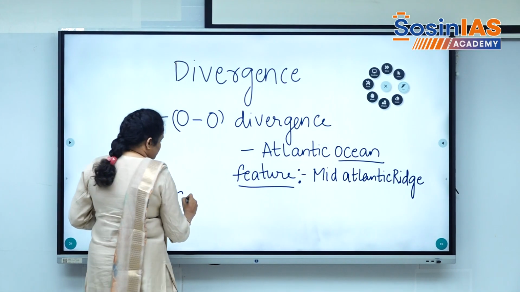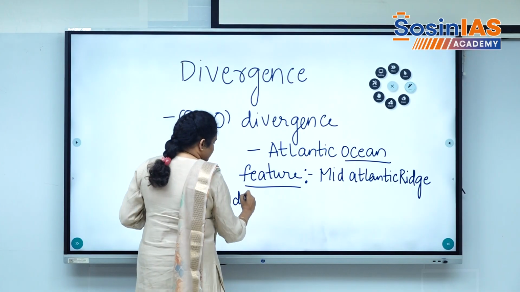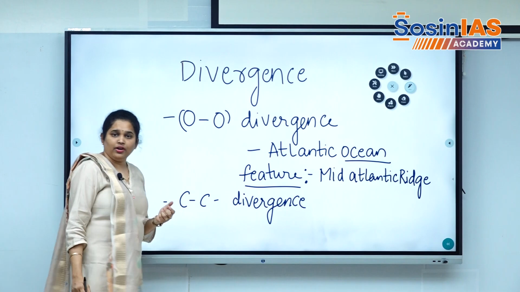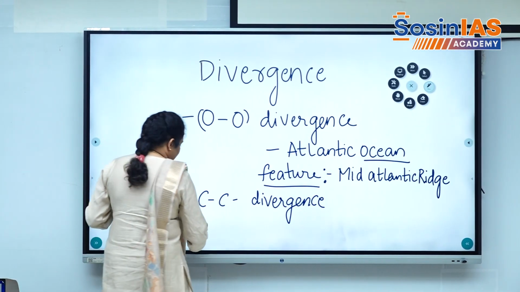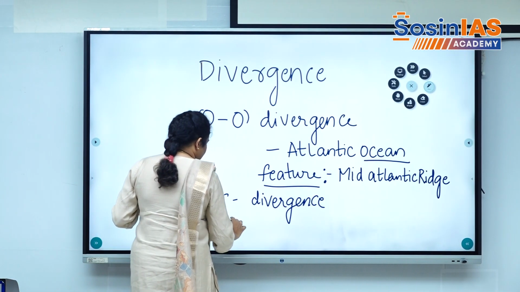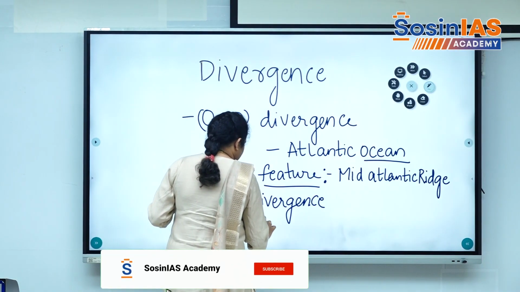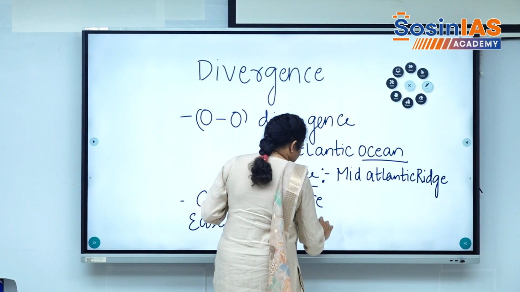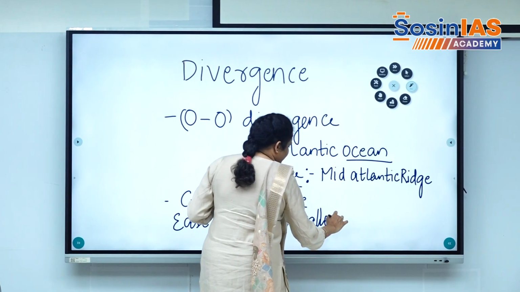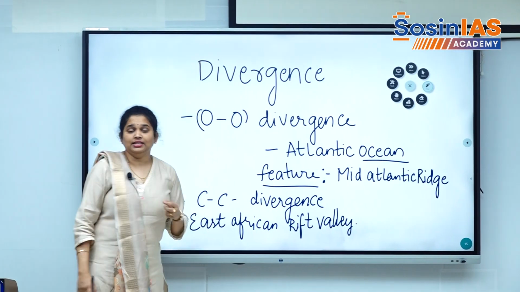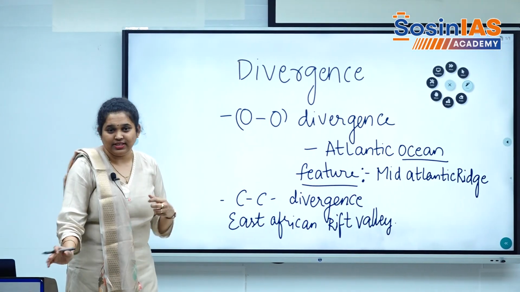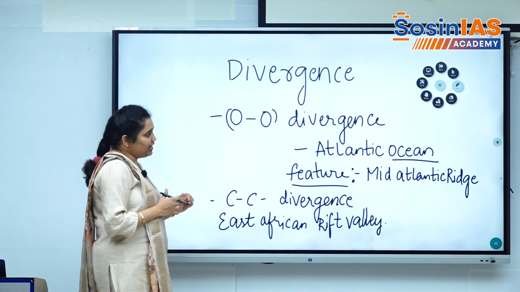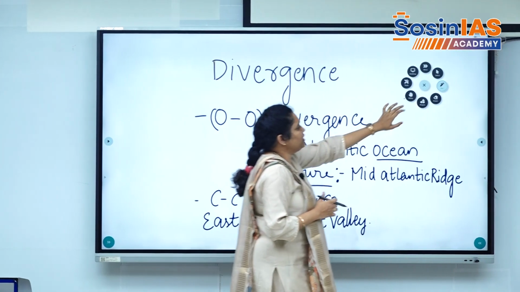Then when it comes to continent-continent divergence, what is the best example that you can remember? Your East African Rift Valley. The name itself suggests the feature associated with it, which is nothing but your Rift Valley. Rift Valley is the second stage of divergence. In the first stage, there would be faults or cracks. In the second stage, there would be a Rift Valley. So, that is about divergence.